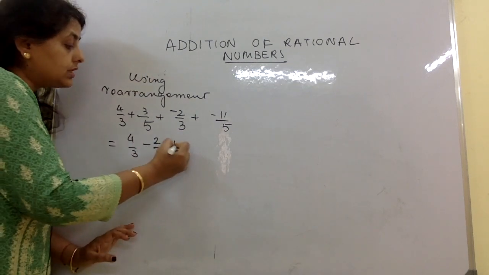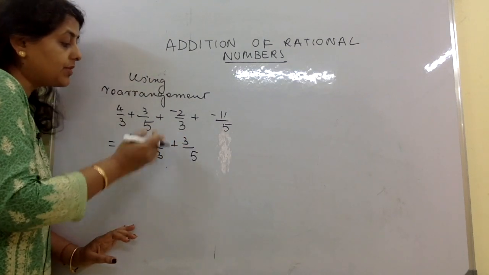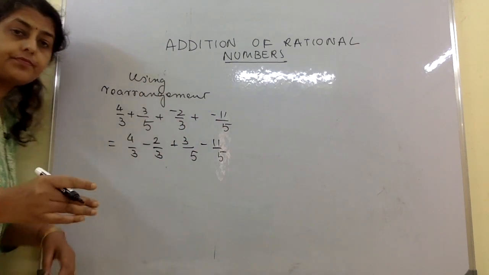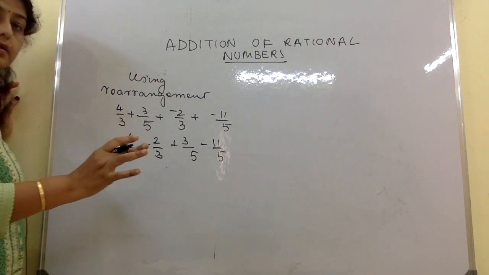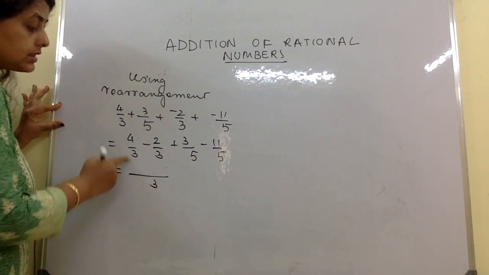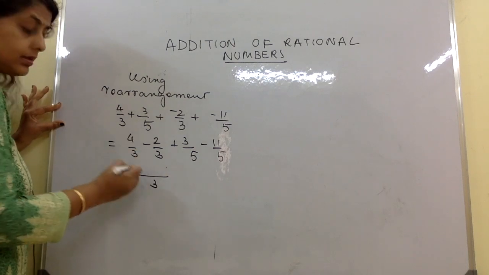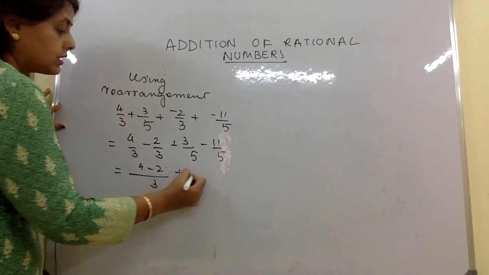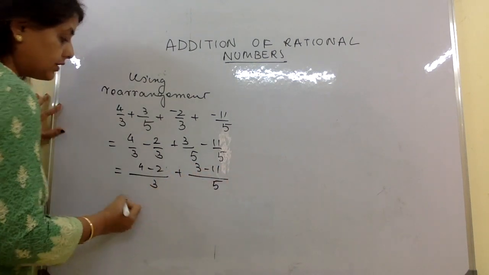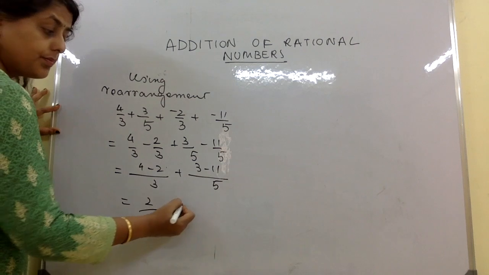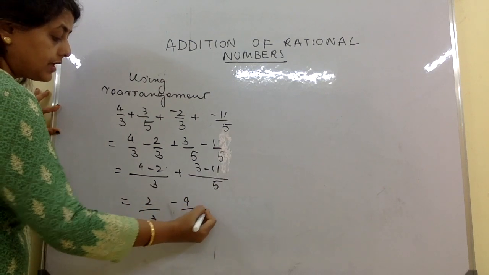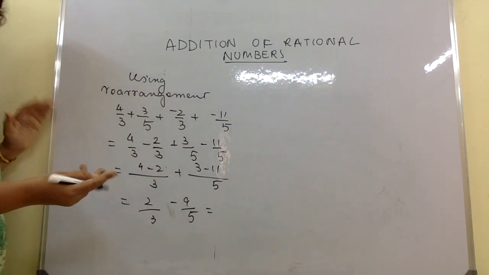So now plus 3 by 5. See, I am taking them up with the sign every time. Minus 11 by 5. Okay. So this is my final rearrangement. Now this is having the same denominator. Remember that kind of addition, 4 minus 2 plus 5. Yes, this is plus 5. 3 minus 11, that is 2 by 3 minus 9 by 5. Now I need to add it.